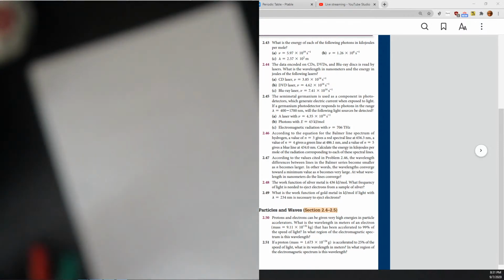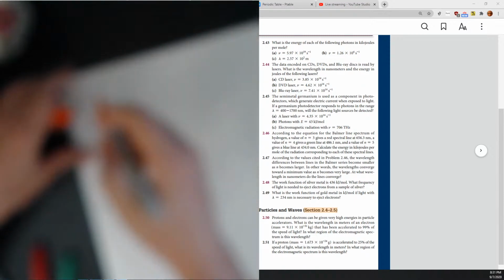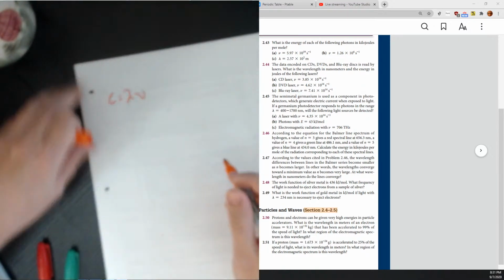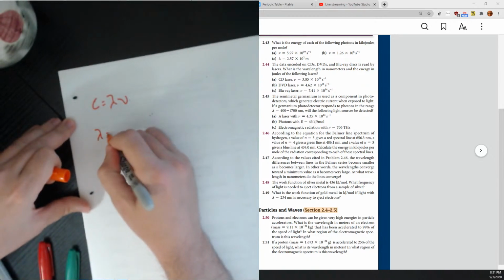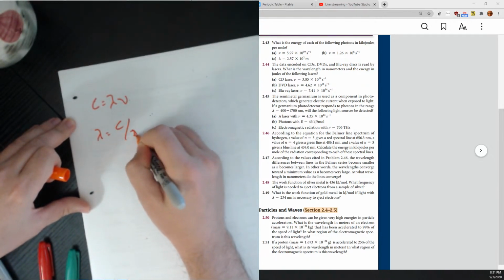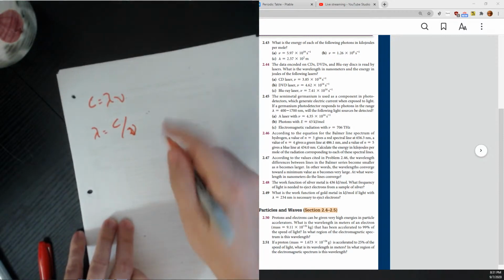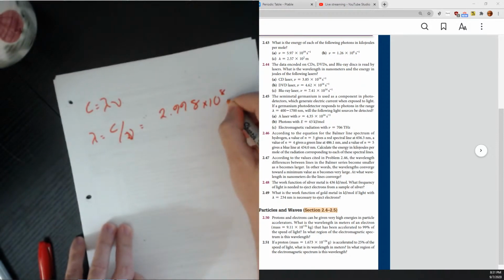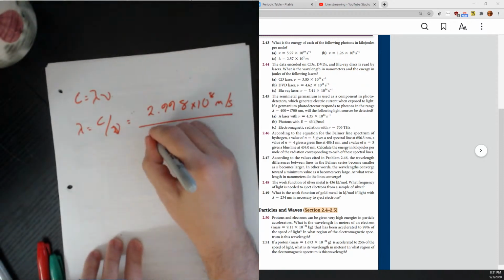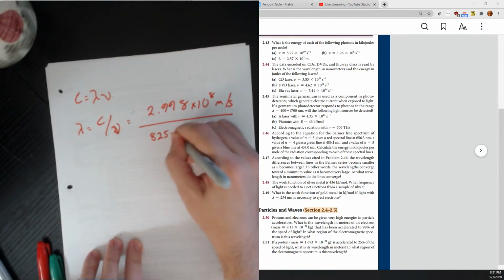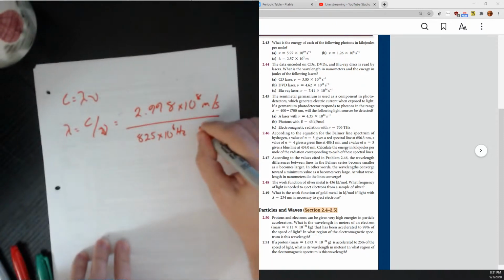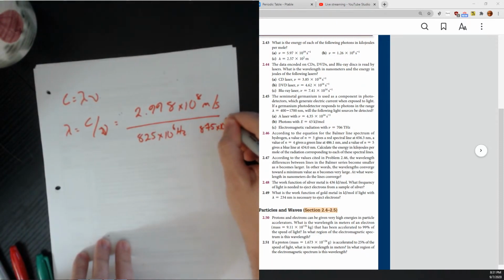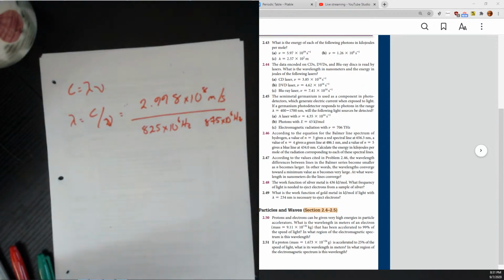Okay, so c equals lambda nu, or lambda equals c over nu, equals 2.998 times 10 to the 8th meters per second divided by the two different frequencies. So for the first one, we have 825 times 10 to the 6th hertz. The other one is 875 times 10 to the 6th hertz. This will give us our wavelength in meters.